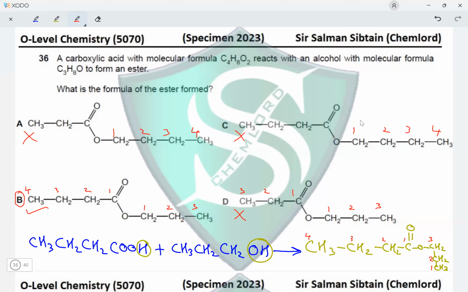Another thing, the ester formed has a name. How do we name it? First, we write the name of the alcohol part as a 3 carbon containing alcohol. It will become propyl, and a 4 carbon atom containing carboxylic acid, making it butanoate. So the correct answer is propyl butanoate.